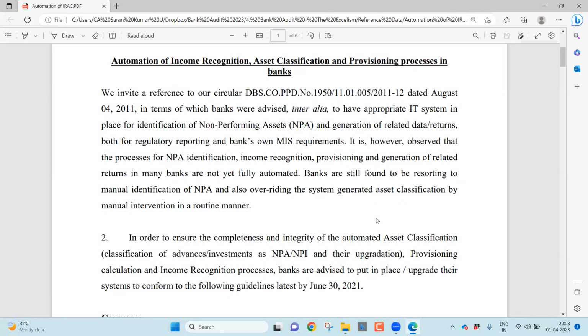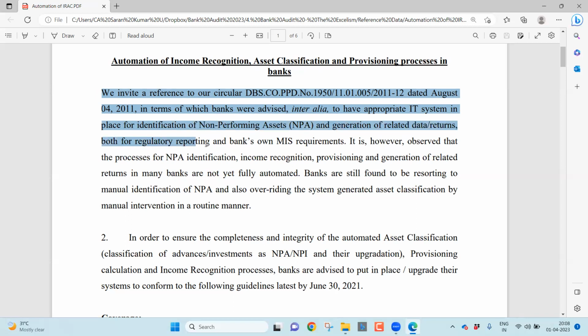This video will explain why you should not believe that, and also what analytical procedures you need to follow to answer the questions in the LFAR. In this circular, let me read out a couple of paragraphs. We invite a reference to our circular dated 4th August 2011, in terms of which banks were advised, inter alia, to have an appropriate IT system in place for identification of non-performing assets and generation of related data returns, both for regulatory reporting and banks' own MIS requirements.